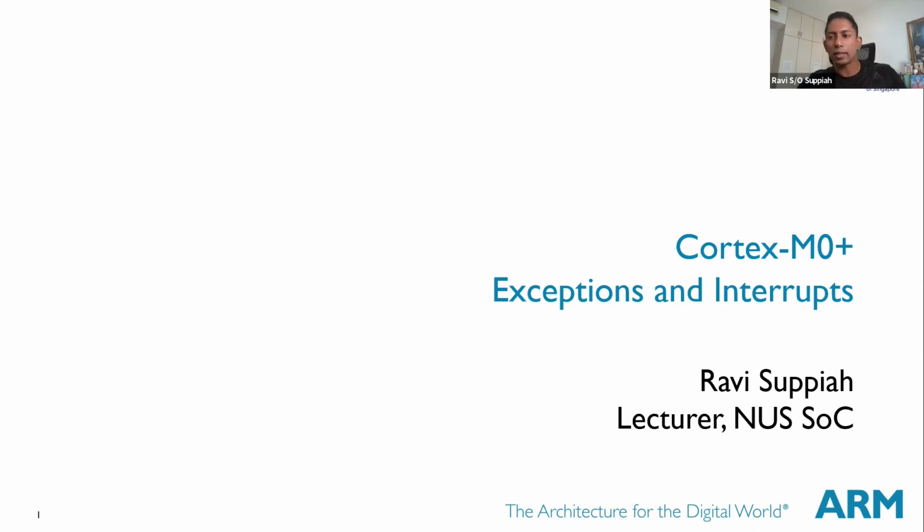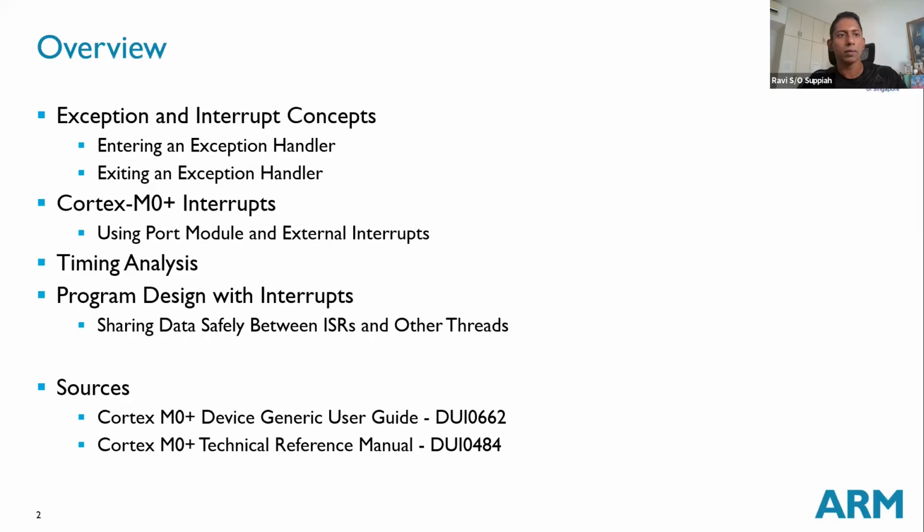So let's get started with the Cortex M0 Plus exceptions and interrupts. We are going to be covering these main topics: the concept, what happens during interrupts, Cortex M0 specific interrupts, and some timing behavior, and then finally we're going to look at the programming aspect of it.